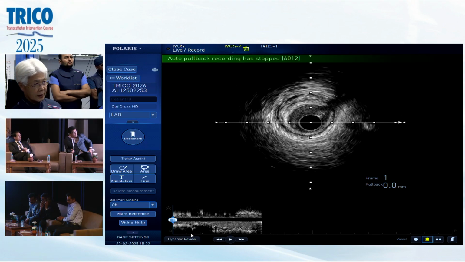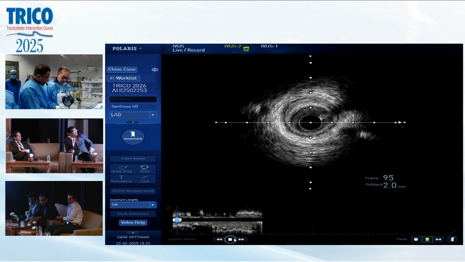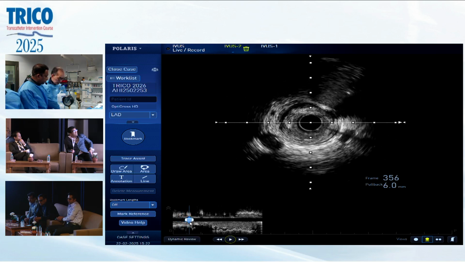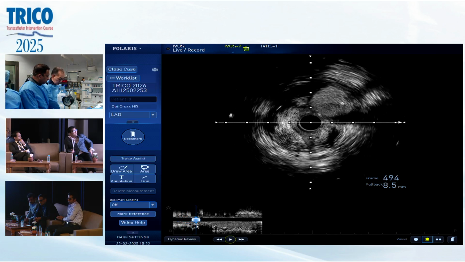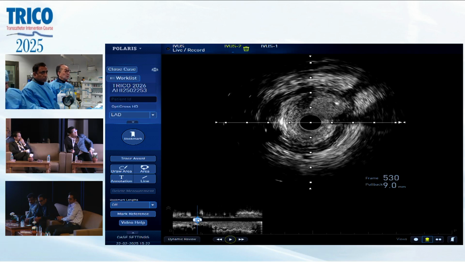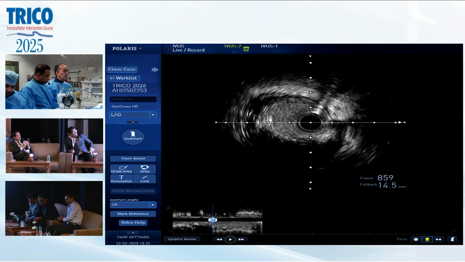So the LAD morphology is mostly plaque, not too much calcium, right? I don't see much calcium, mainly a small amount. Here, just proximal to the bifurcation, you can see the calcium at 9 o'clock, but a small amount. It's very tiny calcium, more like fibrotic plaque there.